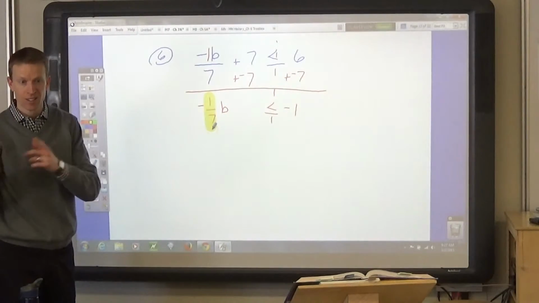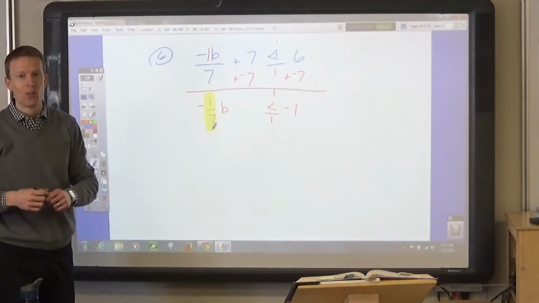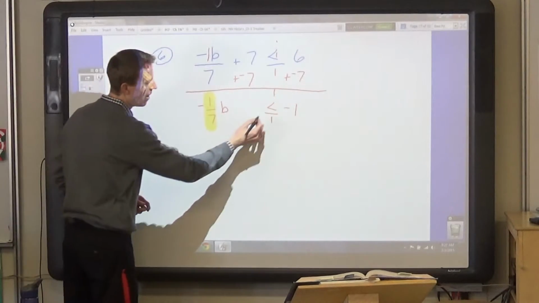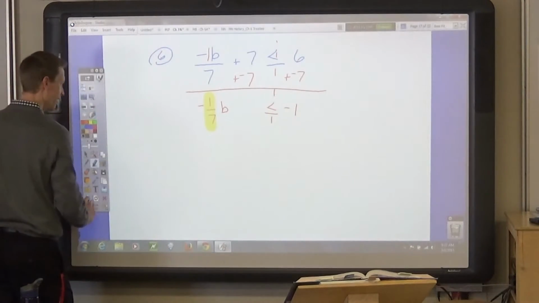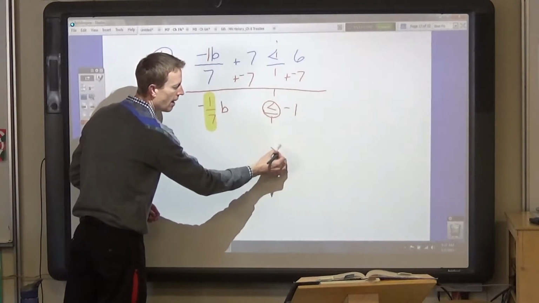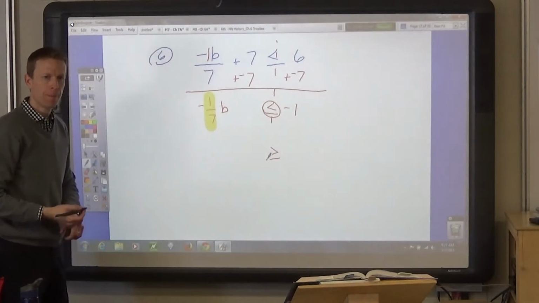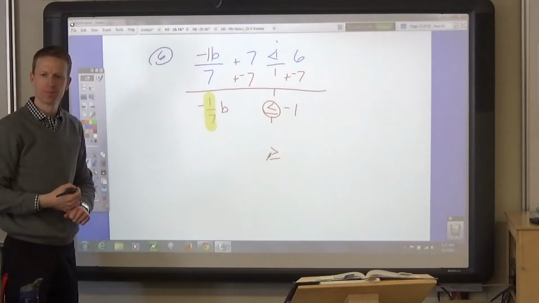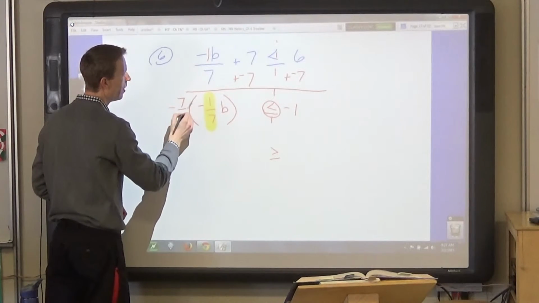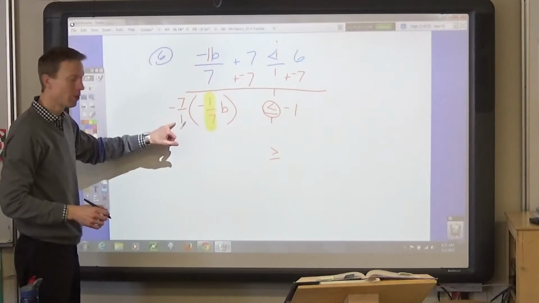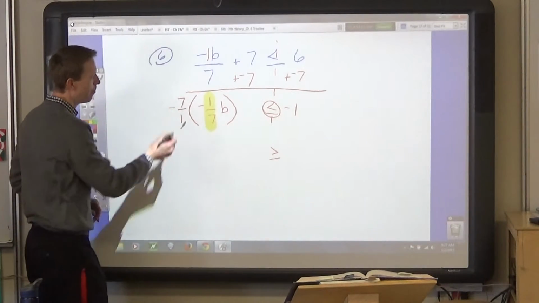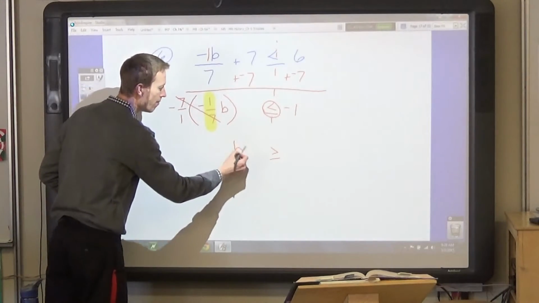Flip the. Say it. Reverse the sign. So instead of it being less than or equal to, we're going to have to make it greater than or equal to. How do we solve it? Times by the reciprocal. Well, the reciprocal is negative, right? It has to be a negative number in order to get a positive b.